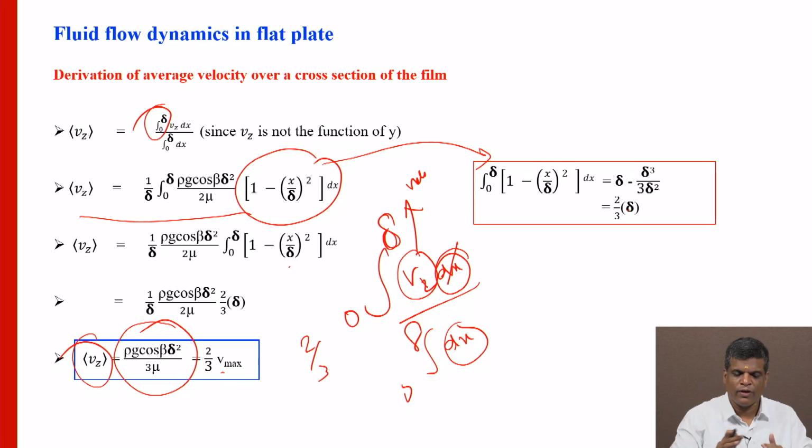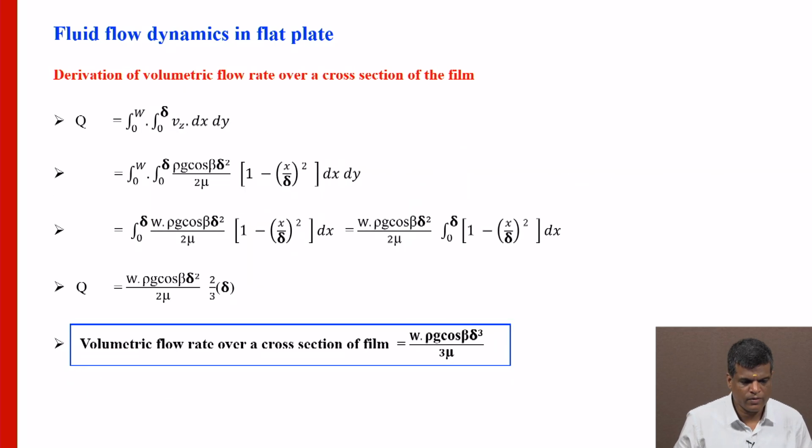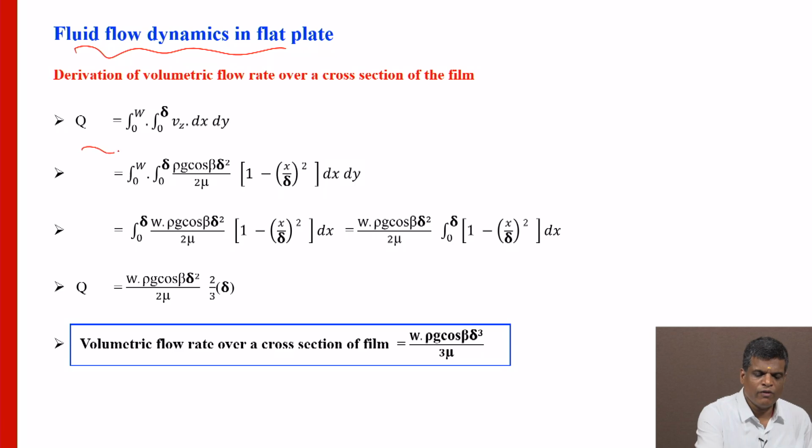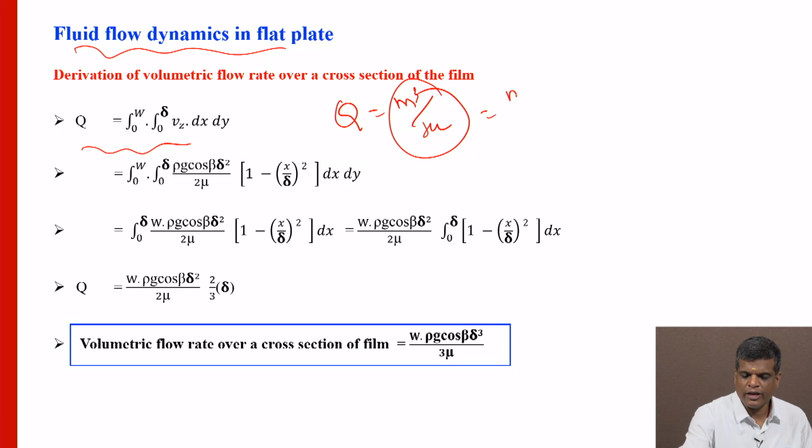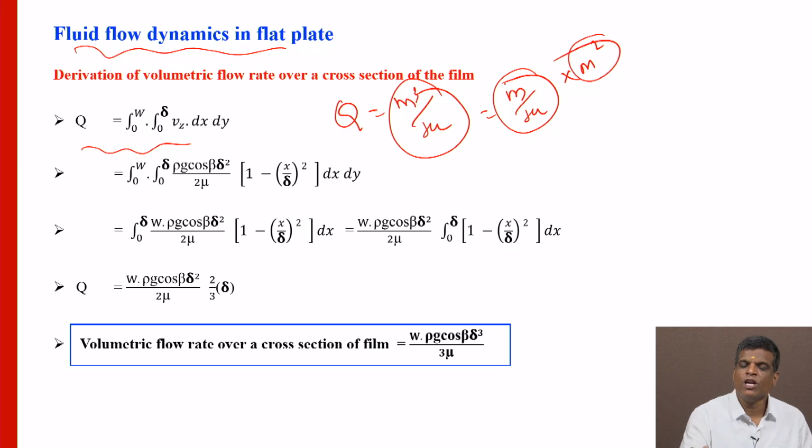Sometimes they may ask what the average velocity and the maximum velocity are for pipe flow, so we need a thorough idea about that. Then, for fluid flow dynamics on a flat plate, you have to look at the volumetric flow rate. Here the volumetric flow rate Q has units of meter cube per second. So you take meter per second, that is the velocity, and multiply by the area in meter square, and we get the volumetric flow rate in meter cube per second.